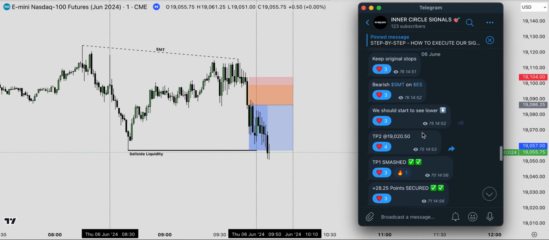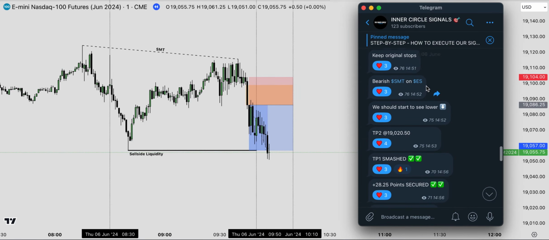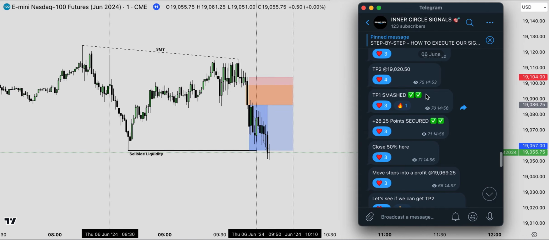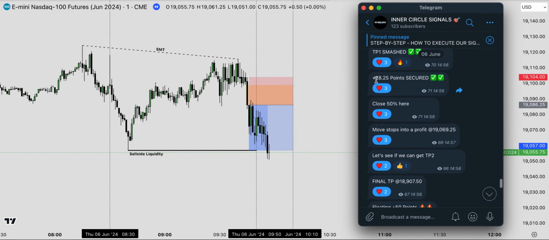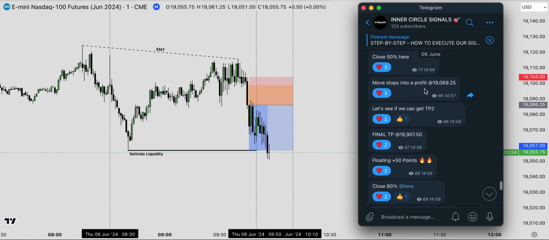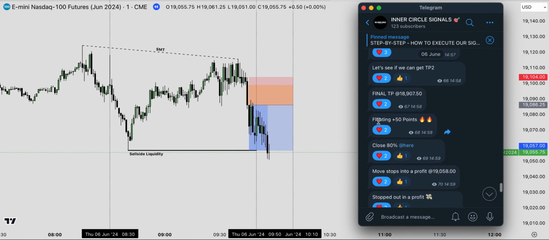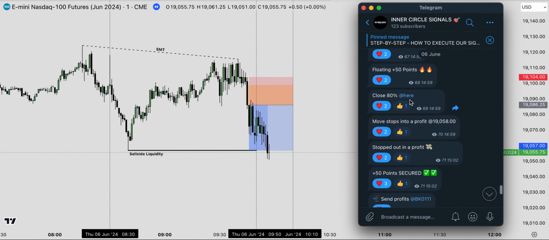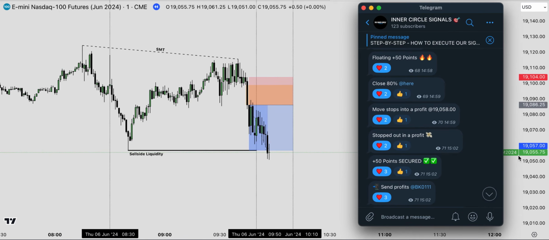This is because I'm in a different time zone, so it's slightly different to New York time. But anyways, you can see here, I call out the bearish SMT on the ES, which you start to see lower, give you your TP2. So TP1 was smashed. That was around 28.85 points secured, closed 50% here. I tell you to move your stops into a profit. Now at this point we're floating around 50 points in profit, so I tell you to close 80% of your position, and we do actually get stopped out in a profit, so that was around 50 points secured for the day.